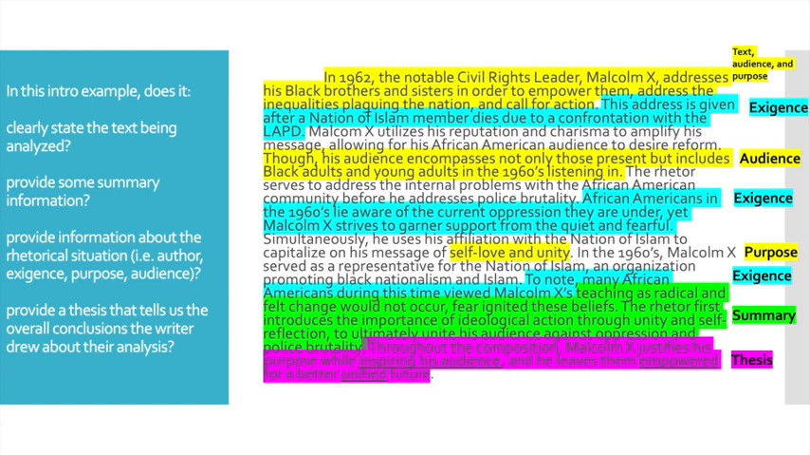African Americans in the 1960s are aware of the current oppression they are under, yet Malcolm X strives to garner support from the quiet and fearful. Simultaneously, he uses his affiliation with the Nation of Islam to capitalize on his message of self-love and unity. In the 1960s, Malcolm X served as a representative for the Nation of Islam, an organization promoting black nationalism in Islam. To note, many African Americans during this time viewed Malcolm X's teaching as radical and felt change would not occur, fear igniting these beliefs.